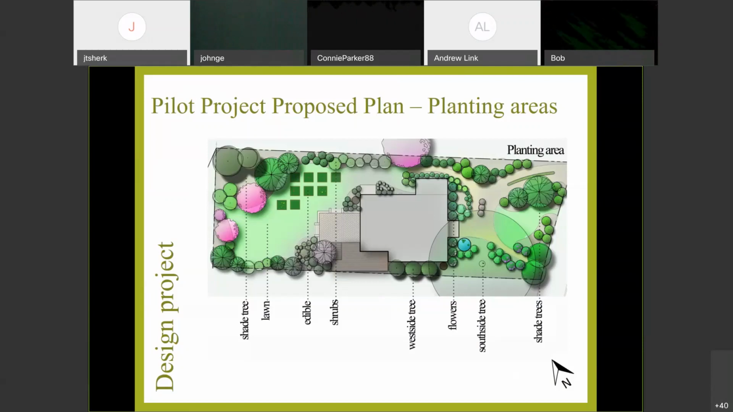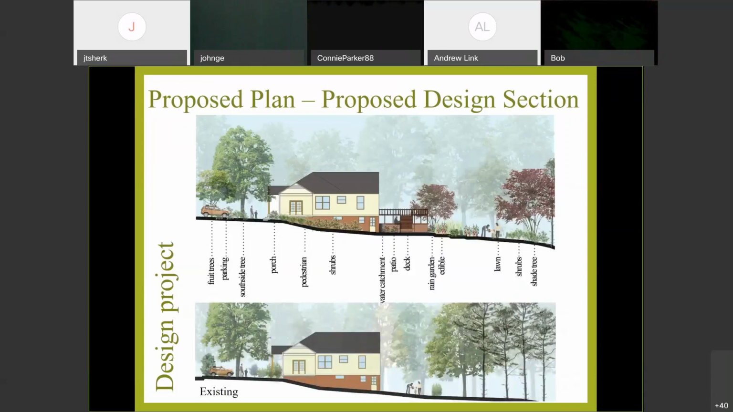And now we're going to talk about that tree a little bit more, but you can see at the front right corner of the design where the south side tree is planted to provide that cool, and it's a deciduous tree. It provides that coolness to the house to help reduce the amount of energy it takes to cool the house. And here's just a section showing how she incorporated edibles and shrubs and that shade tree to the design project.